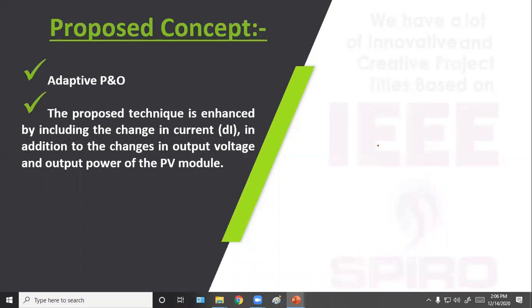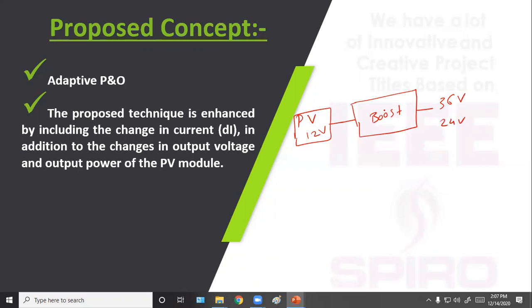In the proposed concept, before that, after the solar panel, the boost converter is widely used. Why do we use the boost converter? Because the solar panel does not give the required output. In case of a 12 volt panel, only 12 volts output is obtained, but if the load wants 36 volts or 24 volts, we have to boost the input voltage using the boost converter.